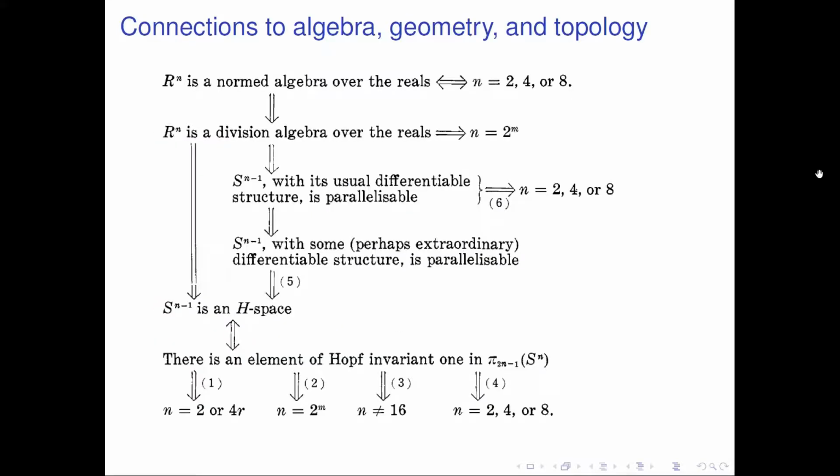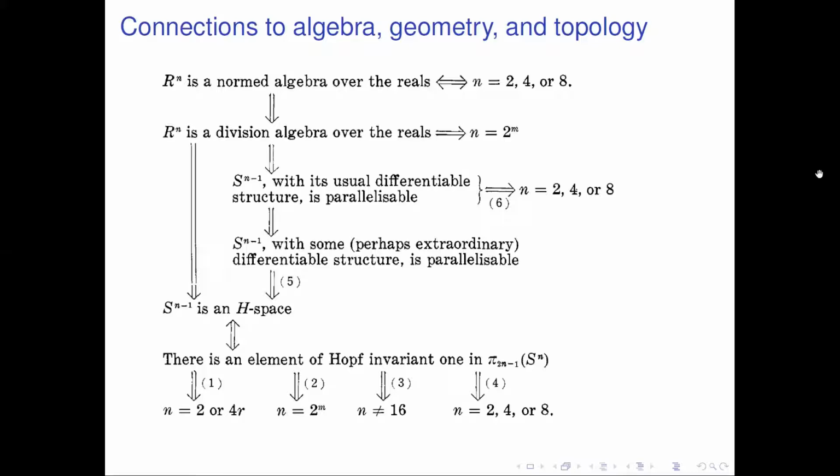It turns out that the Hopf invariant is closely connected to phenomena in algebra, geometry, and topology. I'd invite you to pause the video right now and look at this figure, which I've taken from Adams' 1960 paper on the non-existence of elements of Hopf invariant 1, just to see the connections between Hopf invariant 1 elements, H-space structures on spheres, parallelizable structures on spheres, and normed algebra structures on Euclidean spaces. The Hopf invariant can be accessed using stable homotopy theory, even though it's a priori an unstable object.